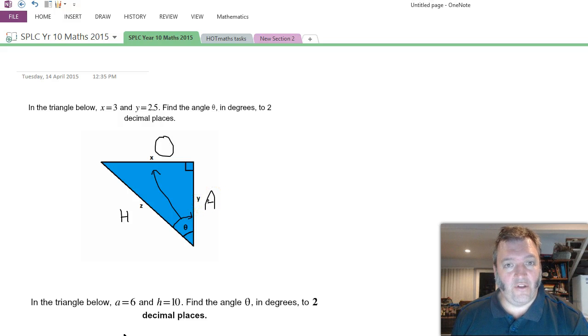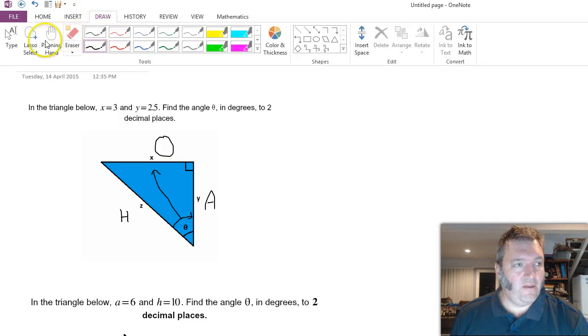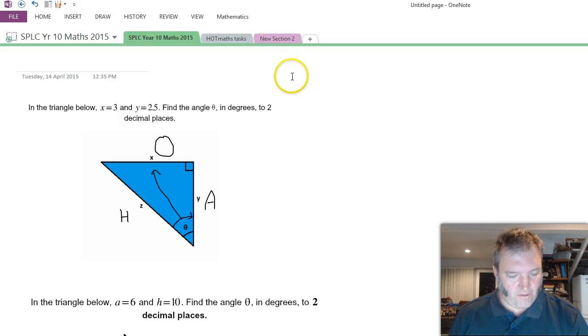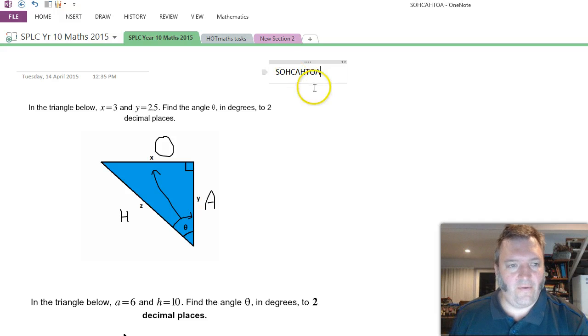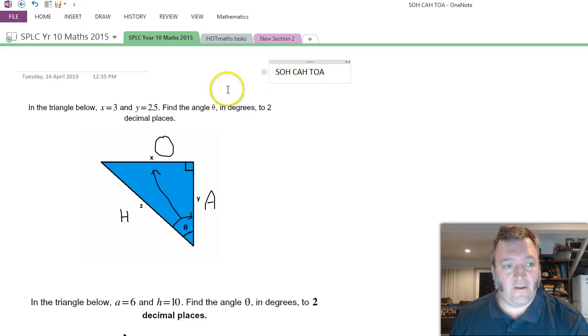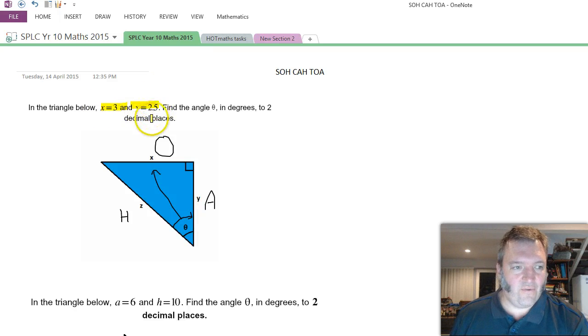Once you've got them labelled, you can choose the correct ratio and then go ahead and find the solution that you need. So let's have a look. What are we going to use to remind us? Sohcahtoa. Remember, that's the word that we use to remind us of the trig ratios and how they relate to the sides. The two sides we know are x and y. That's the opposite side and the adjacent side. Which rule uses opposite and adjacent? Make a note of it. It's the tangent ratio. So that's what we go ahead and use.